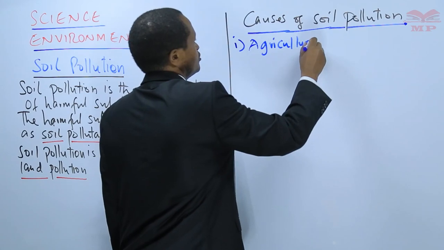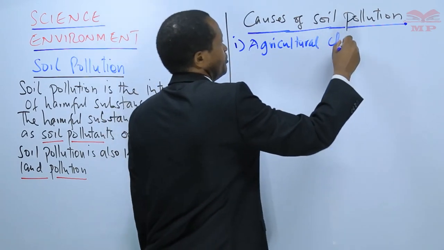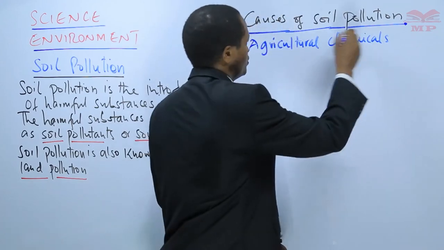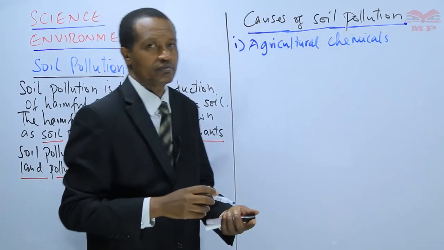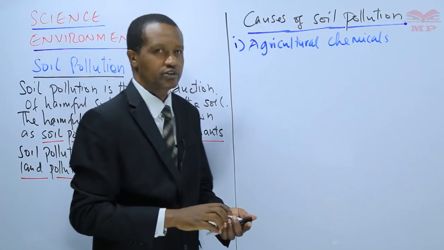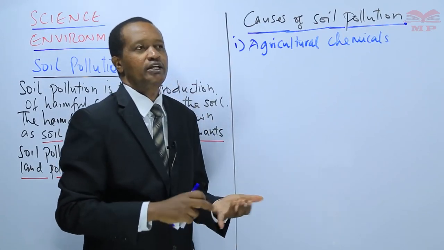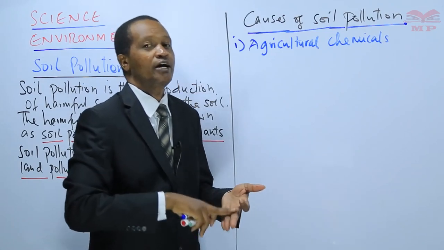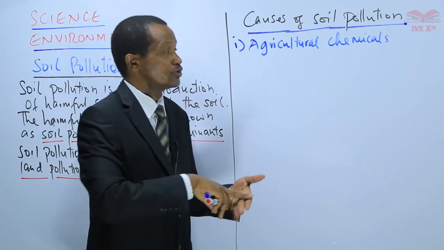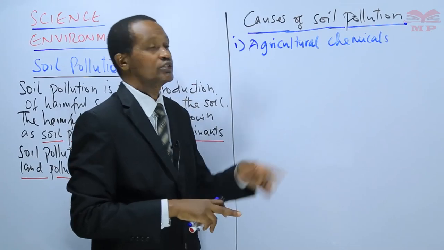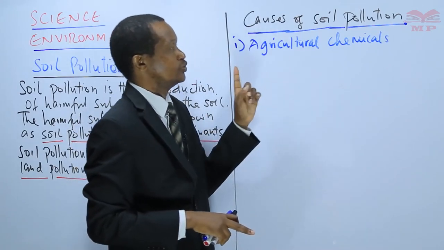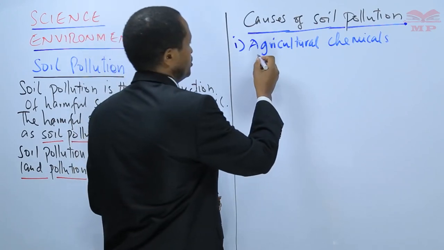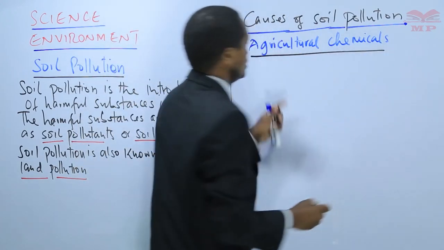Agricultural chemicals such as insecticides, pesticides, herbicides, and artificial fertilizers can cause soil pollution.